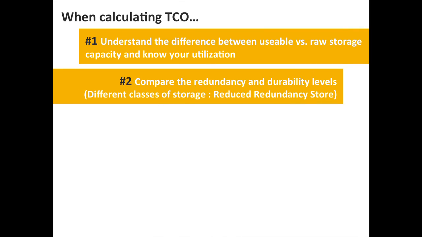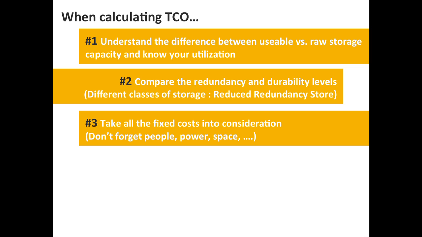So if the standard storage is around 12.5 cents a gigabyte per month, the reduced redundancy store rates are around 9.3 cents a gigabyte per month. So taking into consideration the right levels of durability, the right levels of redundancy is extremely important when you do your TCO analysis. So that's my second takeaway of the day.